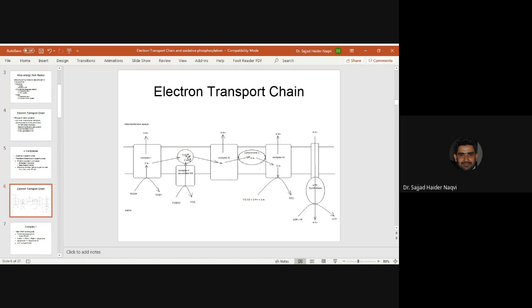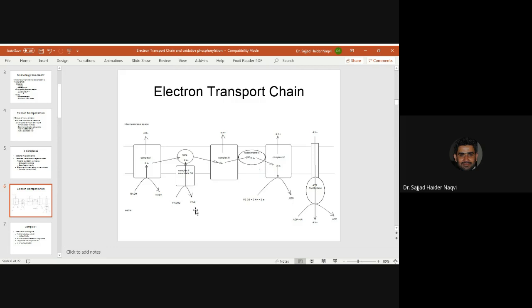Then these 2 electrons are transferred to complex number 3, and as a result of this electron transfer, 4 more protons are being pumped out. Then these electrons are transferred via cytochrome c to complex number 4, and as a result of this electron transfer, 2 more protons are being pumped out, and finally these electrons are transferred to oxygen, and as a result of that, oxygen is converted to water.